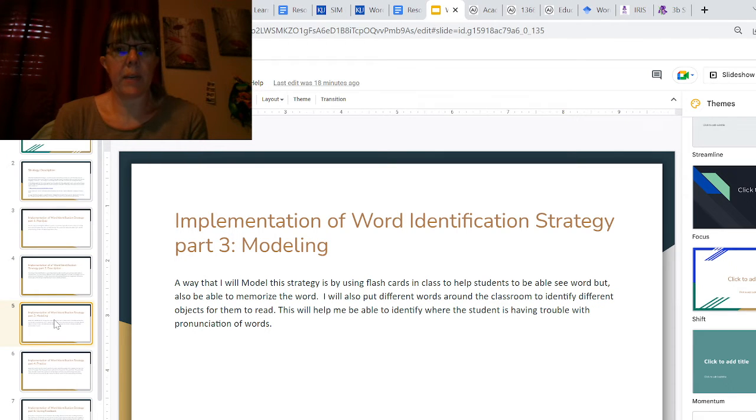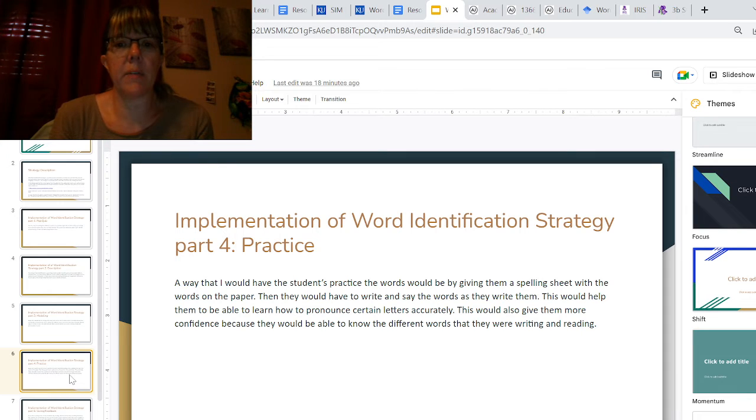Implementation of word identification strategy part 3, modeling. A way that I will model this strategy is by using flashcards in class to help students to see words but also be able to memorize the word. I will put different words around the classroom to identify different objects for them to read. This will help me to identify where the student is having trouble with pronunciation of words.